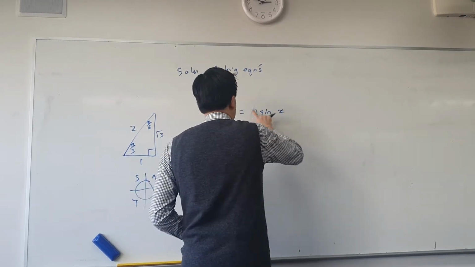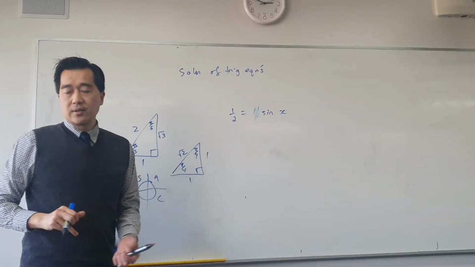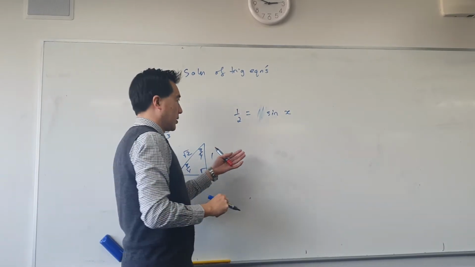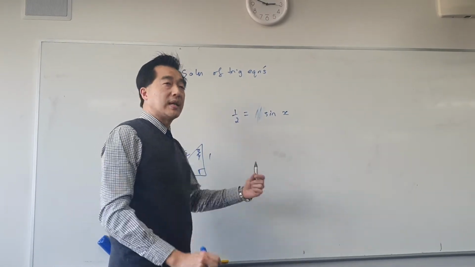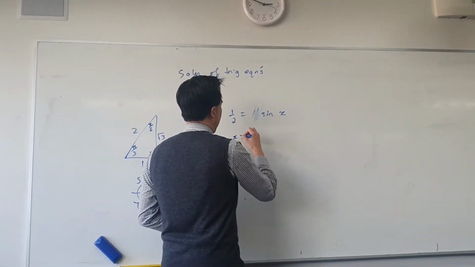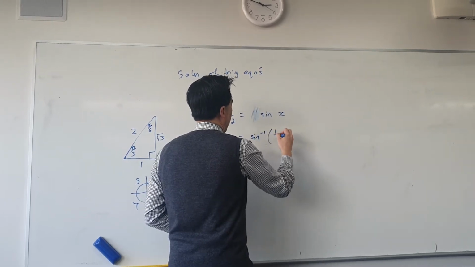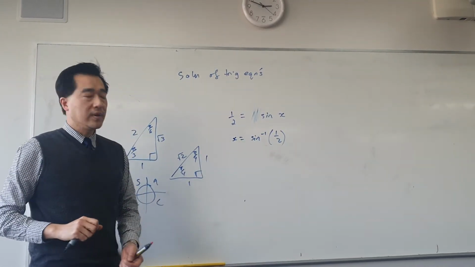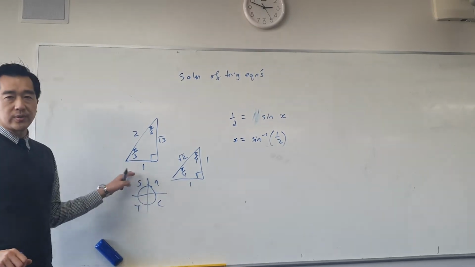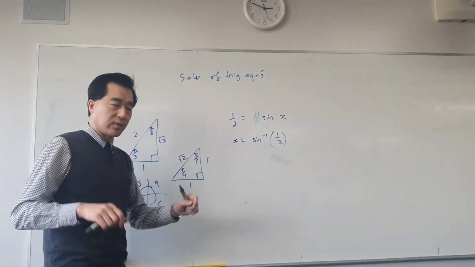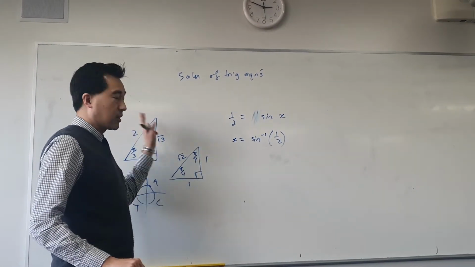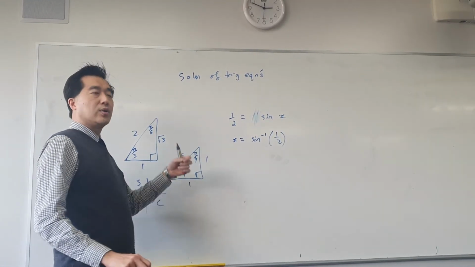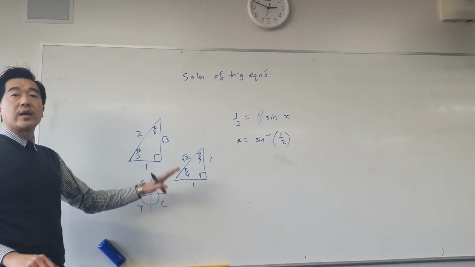As an example, let's say they give you, say, a half equals sine x. So you want to find the x value. We know that the opposite of sine is inverse sine. So that means x will be inverse sine of a half. Because a half is positive, it has to be in the first two quadrants. So we find the basic angle first, which will be from the triangles. Then you use that to work out the equivalent angle in the other quadrant.